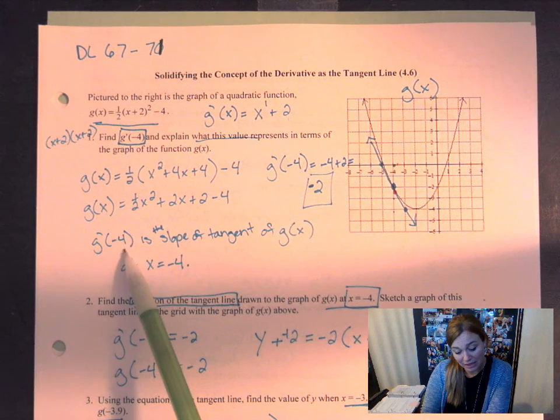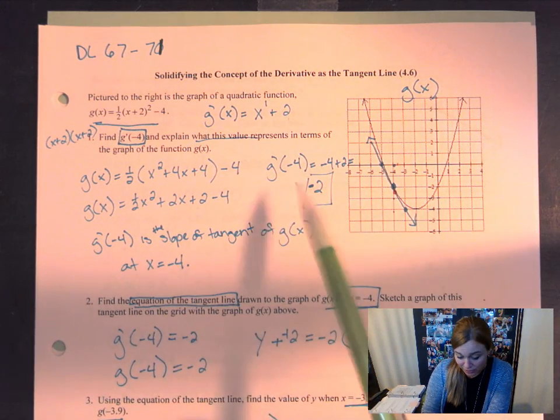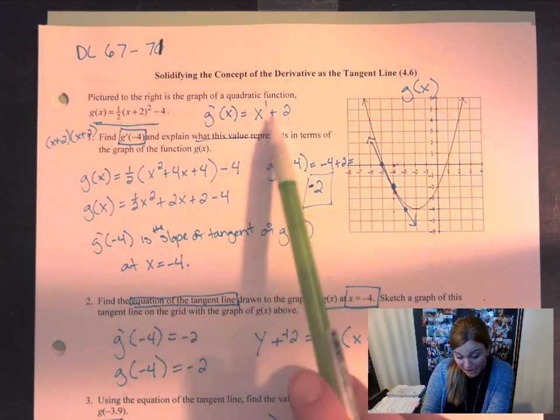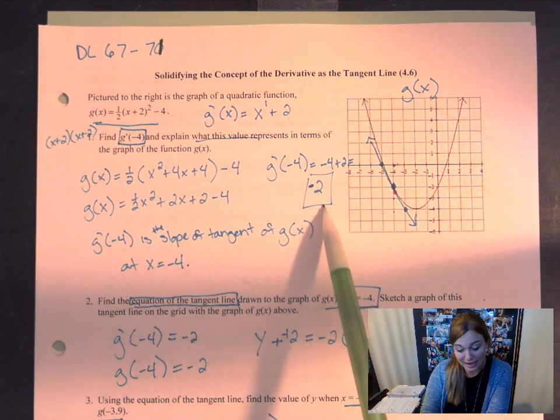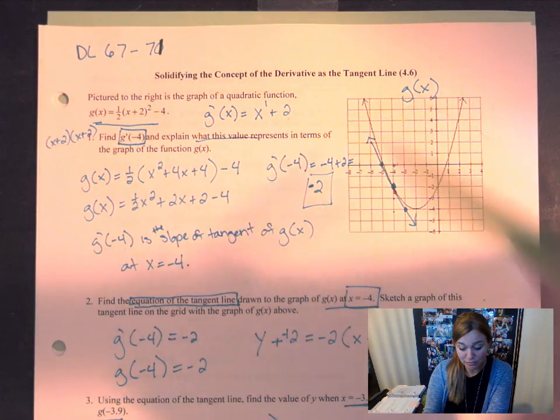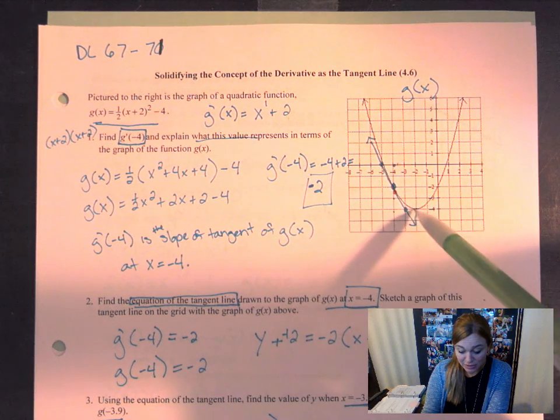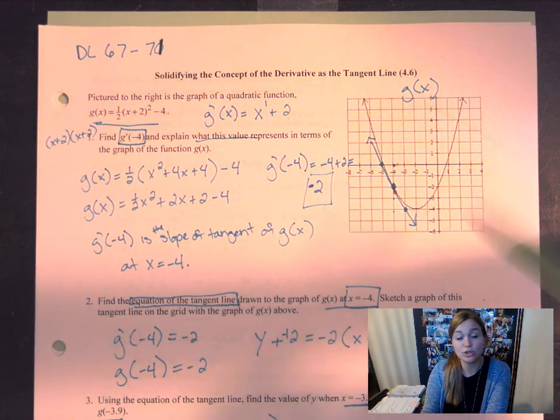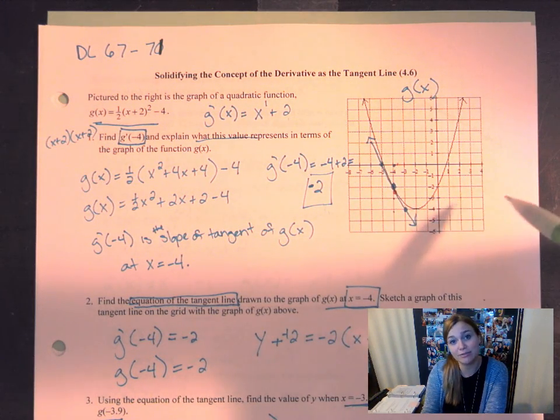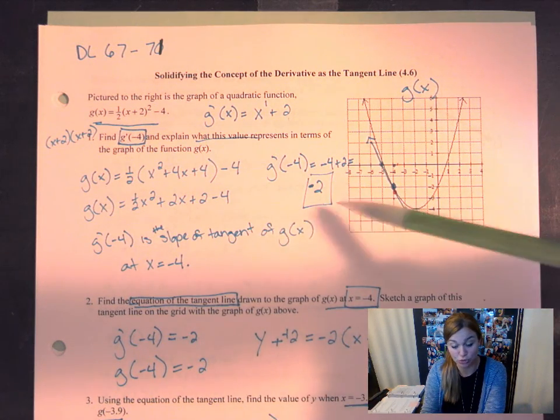So g prime of -4, I would go to -4 and I'd substitute for x, -4 plus 2, and I get -2. If I draw this line, I can actually see that the slope of this line is -2. So the slope of the tangent at x equals -4 is -2.